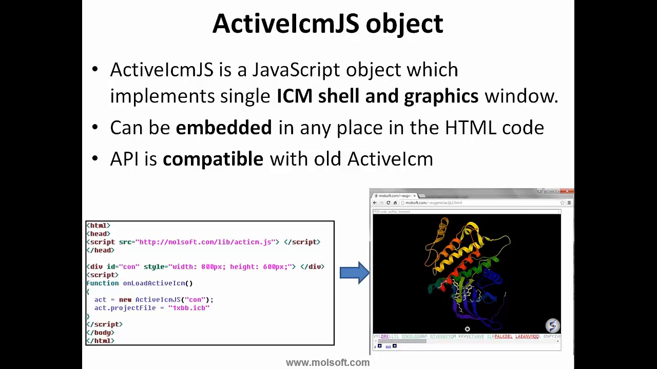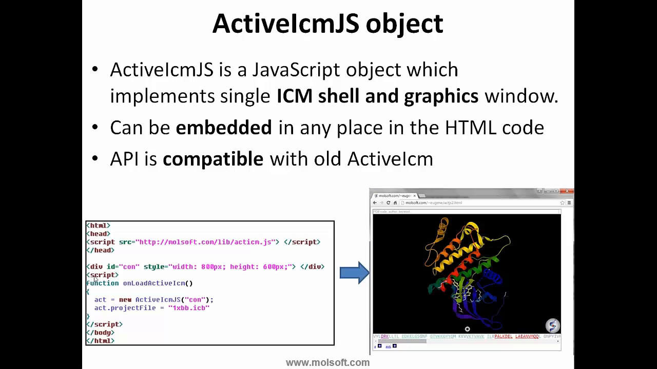So here are some examples of how the simplest possible page which contains an ActiveIcmJS object will look. As you can see here on the left side, it's a neat set of HTML code. The first line contains just a standard inclusion of the JavaScript library. That's basically all you need to enable ActiveIcmJS in your web page.